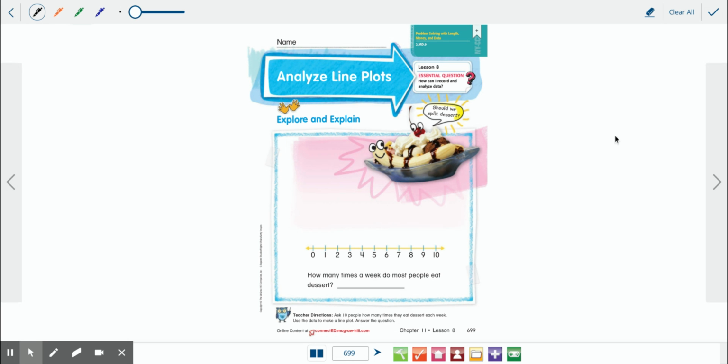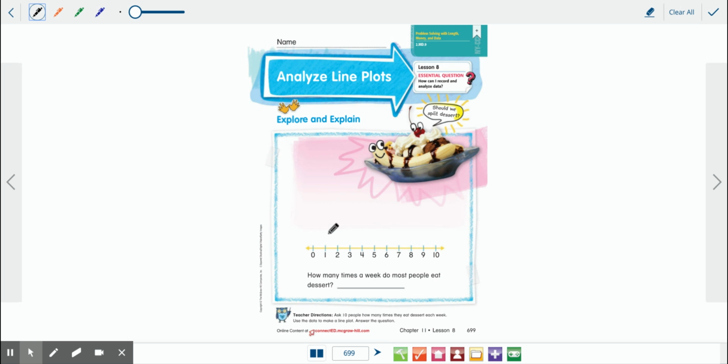So on page 699, we have the question, how many times a week do most people eat dessert? Well, usually we would be all together in class and I could ask everyone how many times a week they eat dessert. But unfortunately, we are not together, so we're going to have to make up our data.